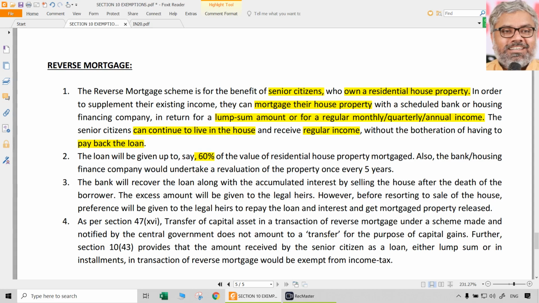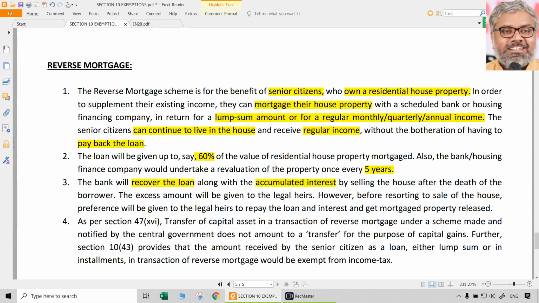So the loan will be given up to, let us say, 60% of the value of the residential property, and also the bank or housing finance company would undertake a revaluation once every 5 years. Of course, that is their headache. They do that. And the bank will recover the loan. Okay, now think about the bank also. Is the bank doing social service or what? No, it is not. It is a commercial entity. So it has to recover the loan definitely along with the accumulated interest. It has to.